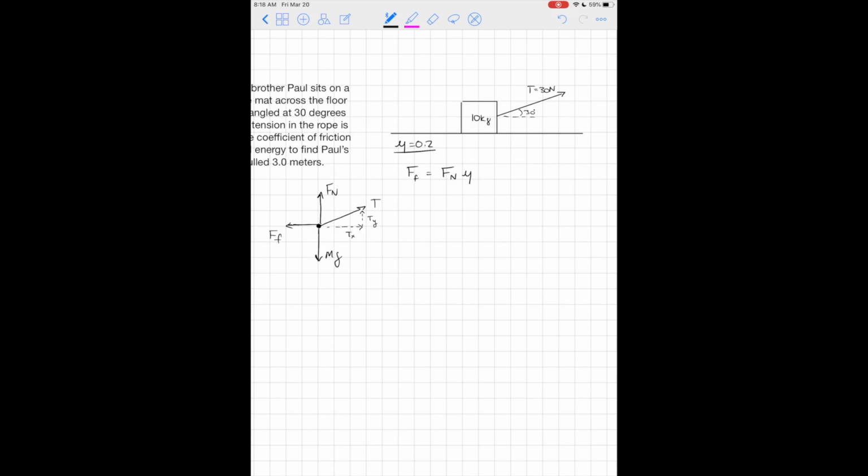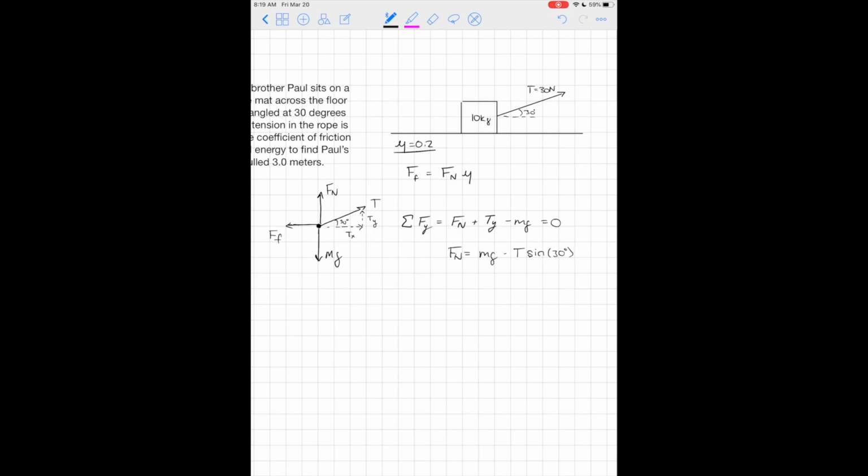And so to figure out Fn, I actually do need to do a quick sum of the forces in the y direction. Say that Fn plus Ty minus mg equals 0. We're not going up or down. So now I can say Fn equals mg minus tension times sine of 30 degrees.